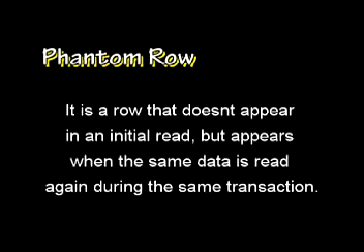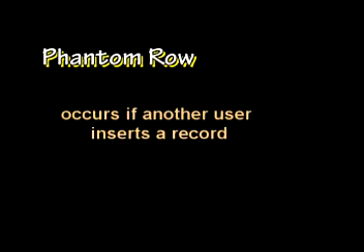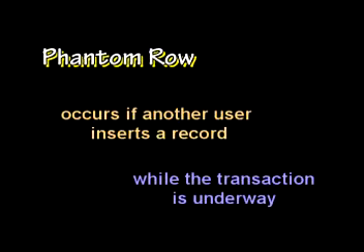Phantom row. A phantom row is a row that doesn't appear in an initial read, but appears when the same data is read again during the same transaction. This can occur if another user inserts a record while the transaction is underway.